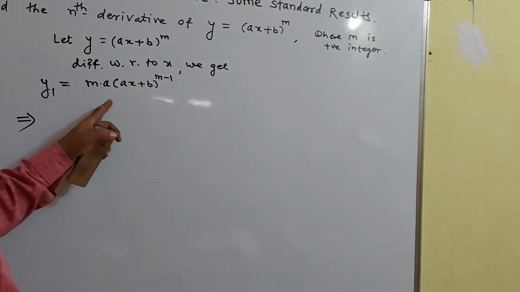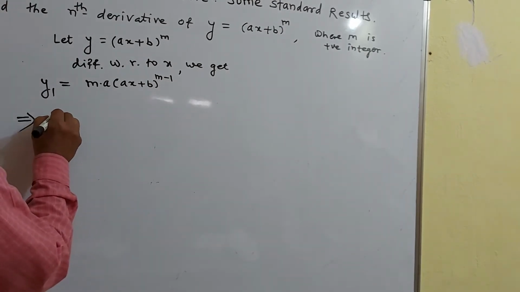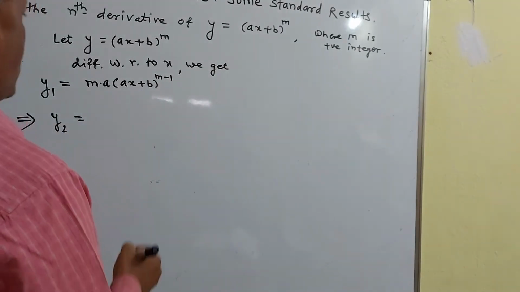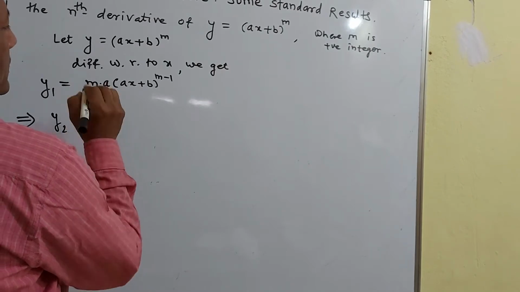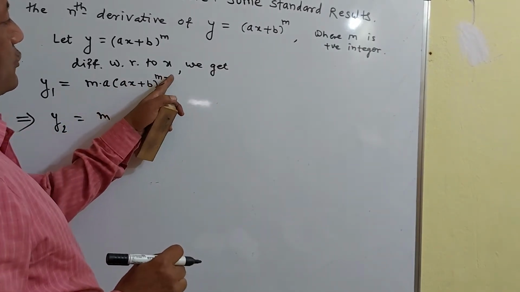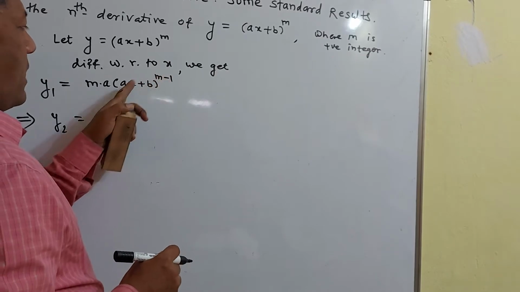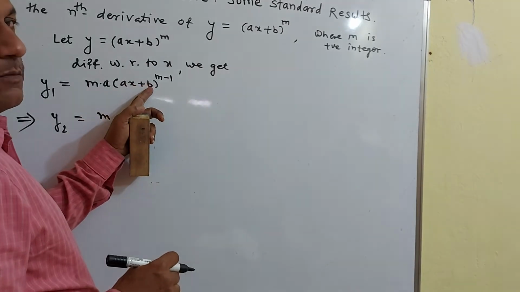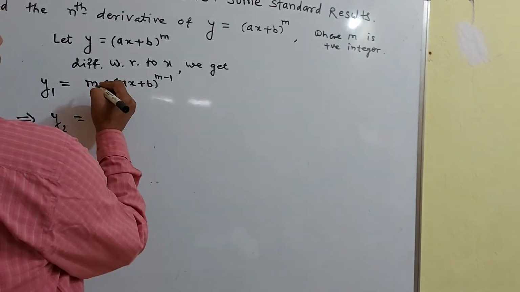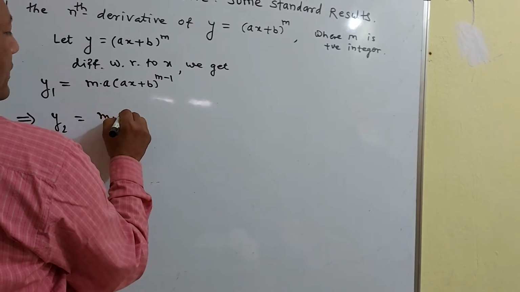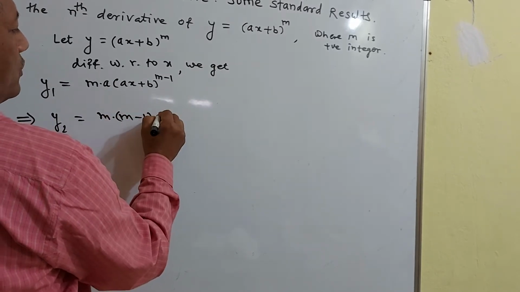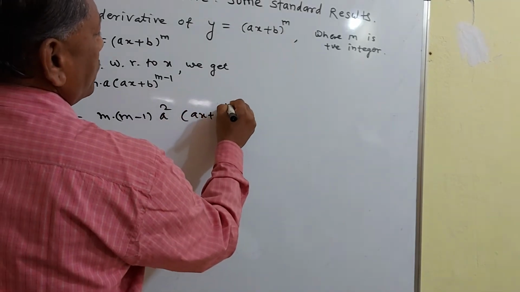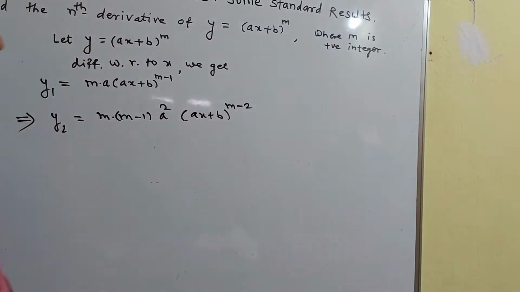Again you differentiate this, you get y2. y1 means dy by dx, y2 means d2y by dx square, is equal to m, again (ax plus b) raised to m minus 1, its derivative is m minus 1 into (ax plus b) raised to m minus 2 into the derivative of ax plus b, which is a, and this a and a make a square. Therefore m into m minus 1 into a square into (ax plus b) raised to m minus 2.